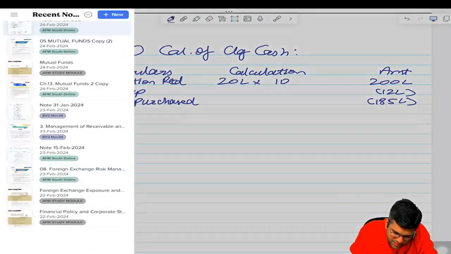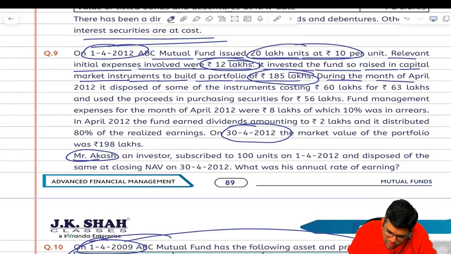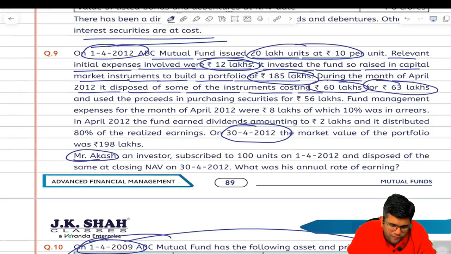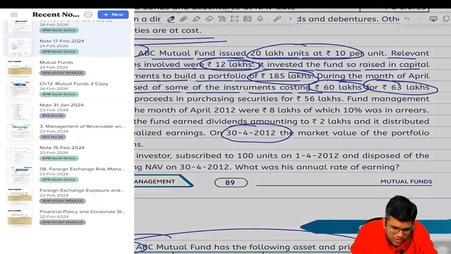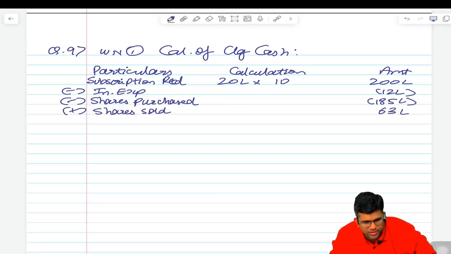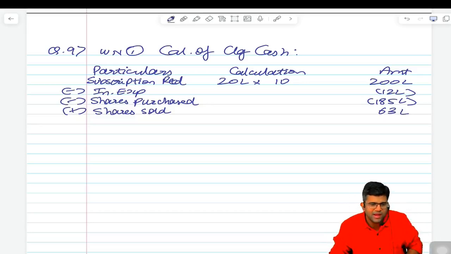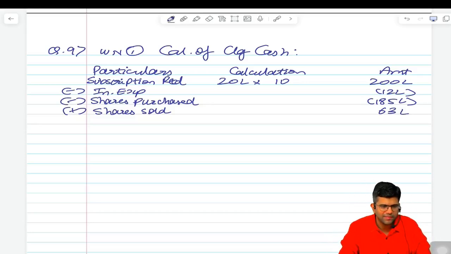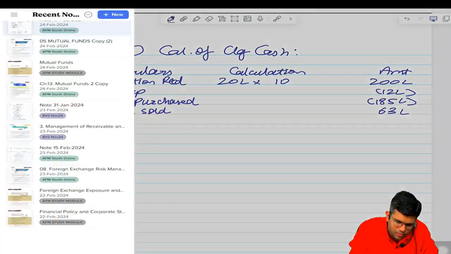So next, shares we purchased 185. During the month of April, we disposed of some of the shares costing 60 for 63 lakh. So do you realize we sold some shares? If we sold some shares, I will write add shares sold. But I am not interested in that 60 lakh. Now I hope you are realizing that for calculation of cash, I will get 63 lakh. Everybody clear till here?